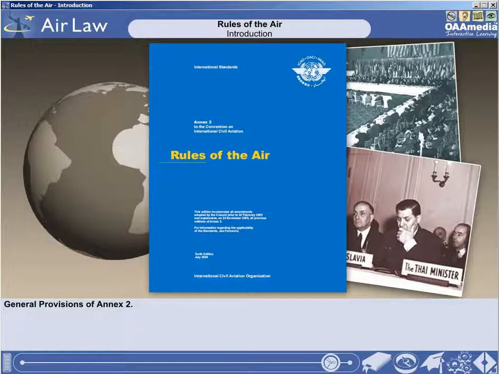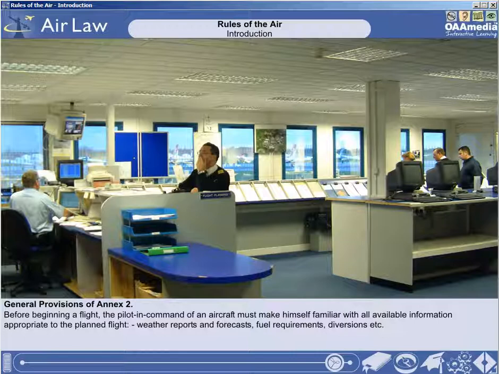It is worthwhile citing at this point two other general rules from Annex 2 of the ICAO Convention. Before beginning a flight, the pilot in command of an aircraft must make himself familiar with all available information appropriate to the planned flight. This includes a careful study of current weather reports and forecasts, fuel requirements, and formulating an alternate course of action if the flight cannot be completed as planned.